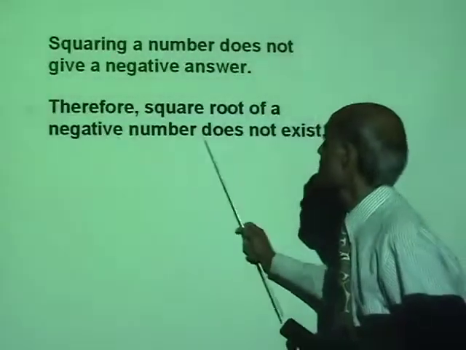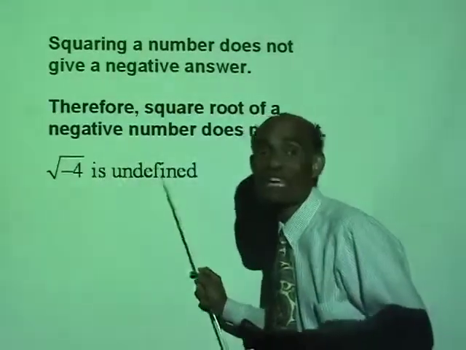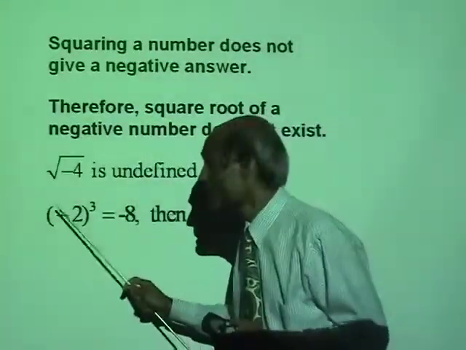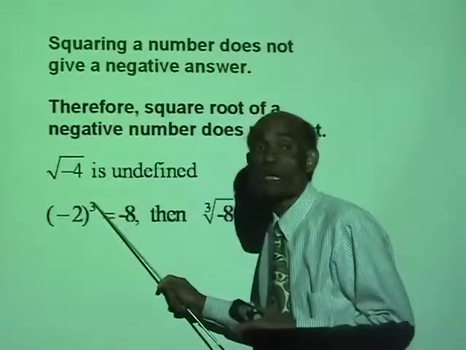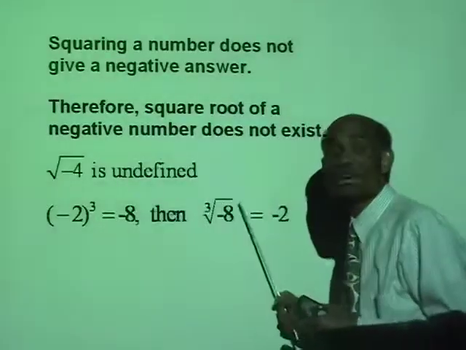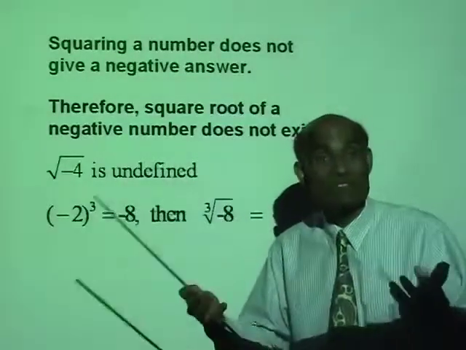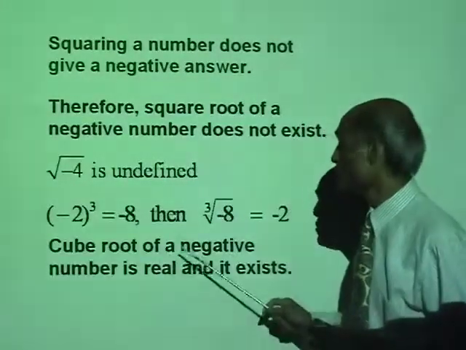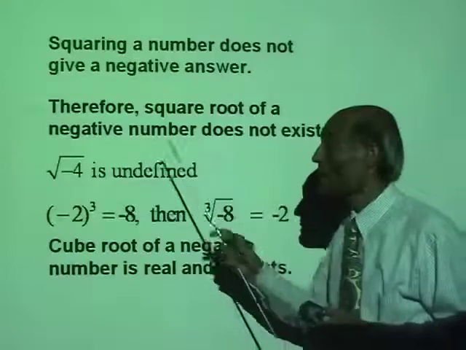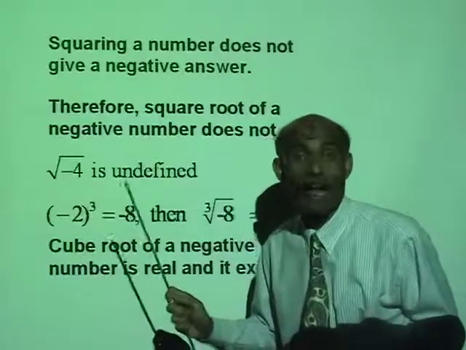Square root of a negative number does not exist. Square root of negative 4 is undefined. It has no value. Whereas negative 2 to the power of 3 is negative 8. Therefore, cube root of negative 8 is negative 2. Cube root of a negative number is defined. Alright, so cube root of a negative number is real and it exists. But square root of a negative number is not real and it does not exist.